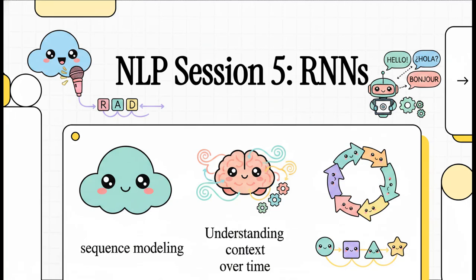Today, we're totally cracking open the black box of recurrent neural networks, or RNNs. If you've ever wondered how AI actually manages to read text, translate languages, or just generally understand context over time, well, you're absolutely in the right place. We're going to break down the exact mechanics that make all this sequence modeling possible.